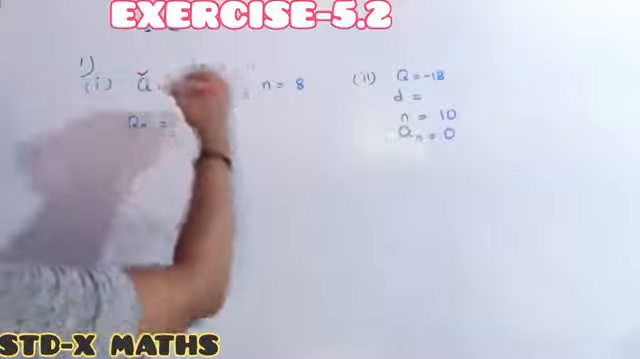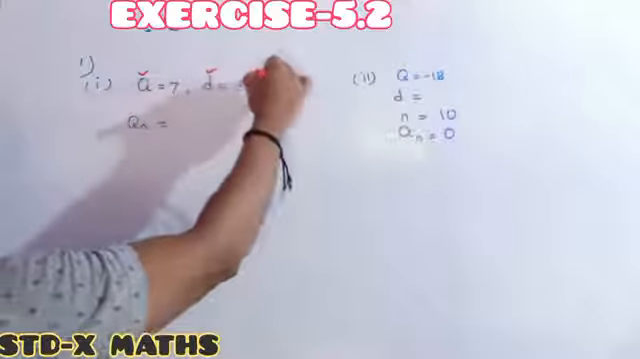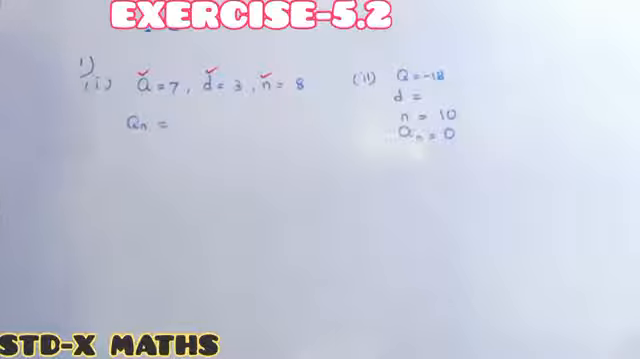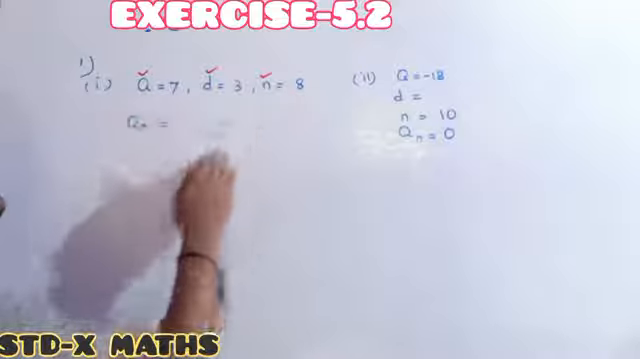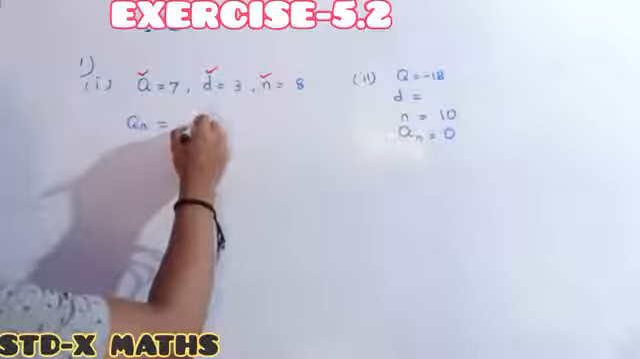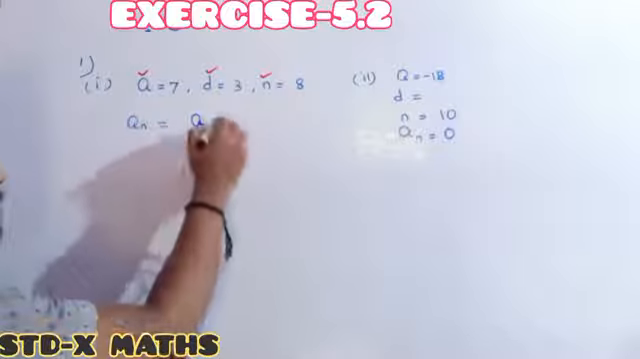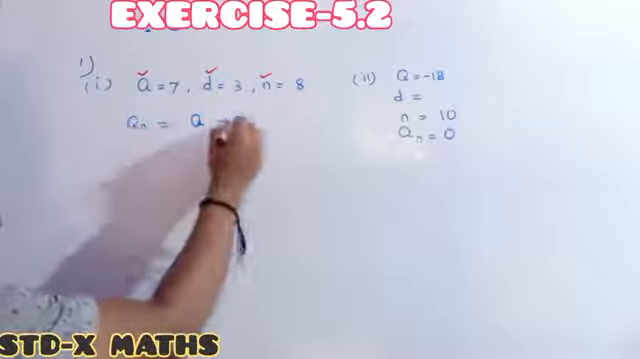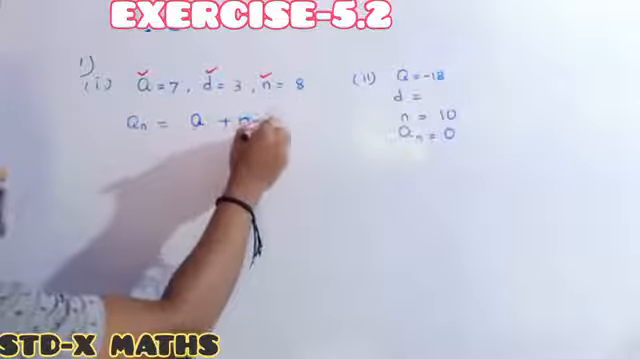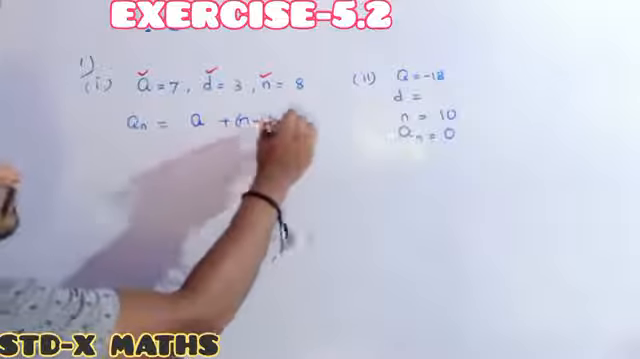See, in the first question it is given: A is given, D is given and N is given. You have to find out AN. And I have already said to you, whenever A, D, N are given, how to find AN? The formula to find AN is A plus N minus 1 whole into D.